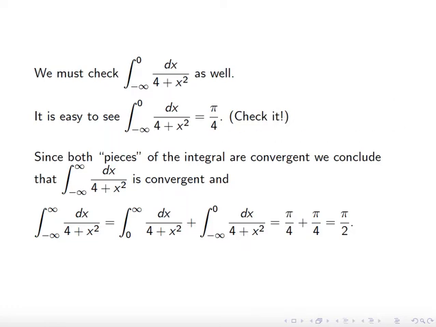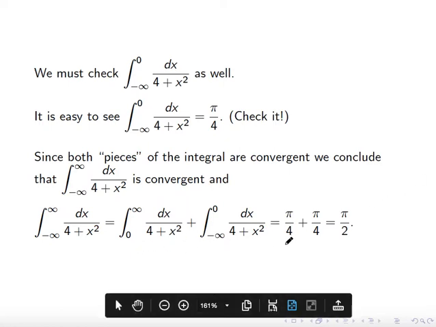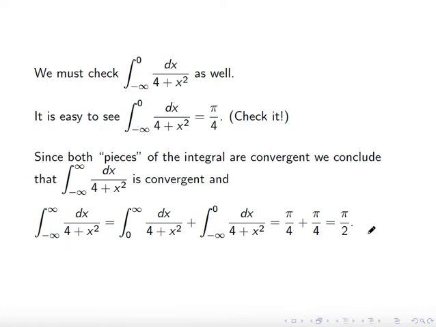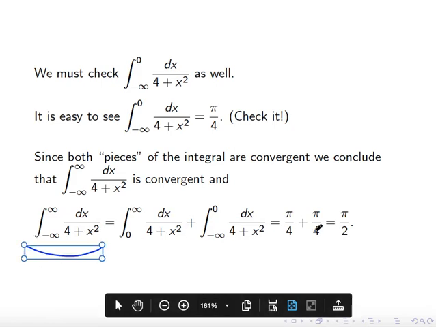So now, since both pieces of the integral, from 0 to infinity and from negative infinity to 0, are convergent, we conclude that the integral from negative infinity to infinity of this function is convergent, and then we add the values that we got for each of those pieces. So we add pi over 4 plus pi over 4, and the answer is pi over 2. So this is the value of this improper integral.